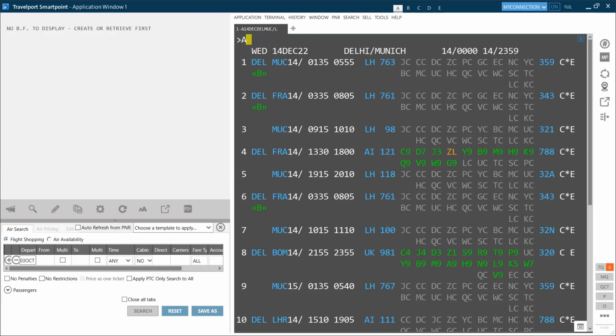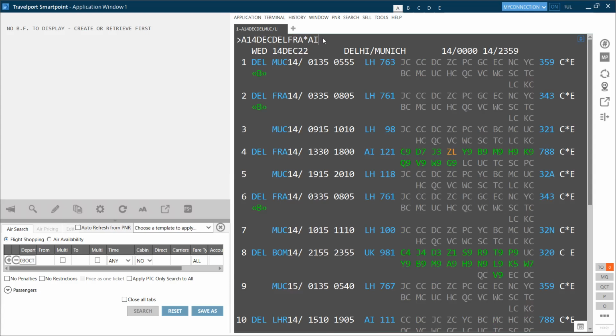We do A, 14th of December, Delhi to Frankfurt, star. Why are we doing star? Listen to me very carefully. Whenever you work in an ITAR system, you have to do star. Is it clear to you? You can do slash also, that's fine. We can do star, sometimes we can do slash. Is it clear to you?